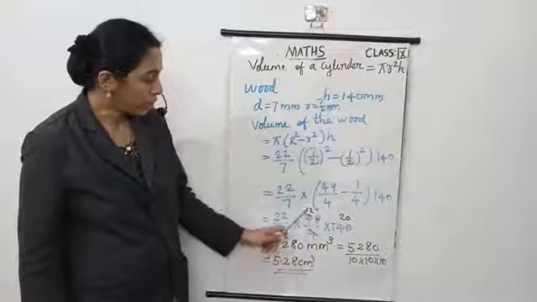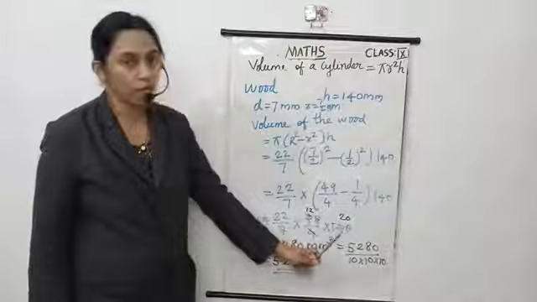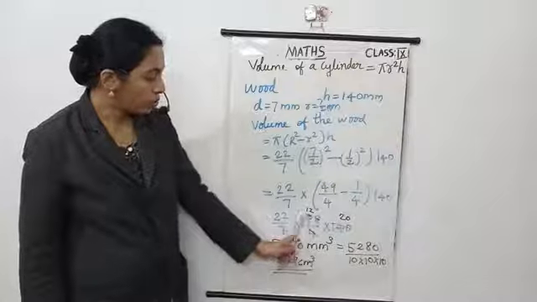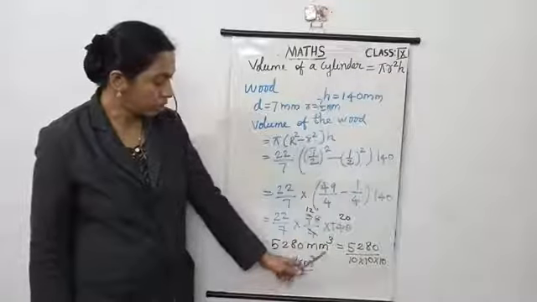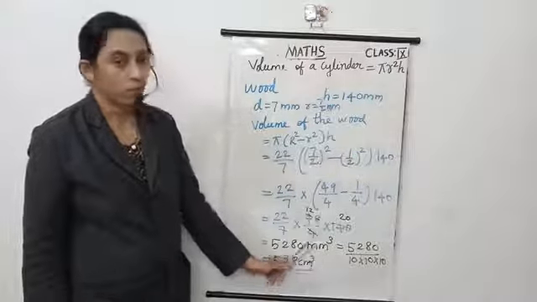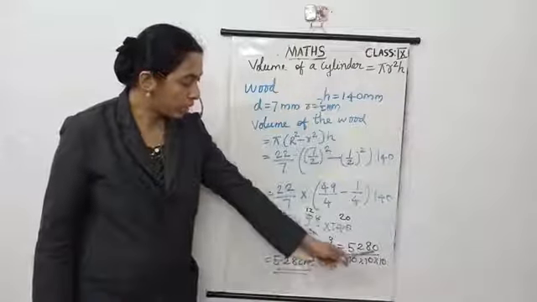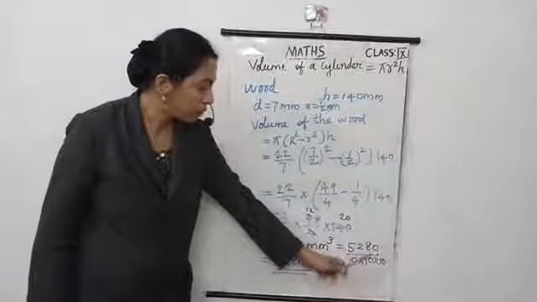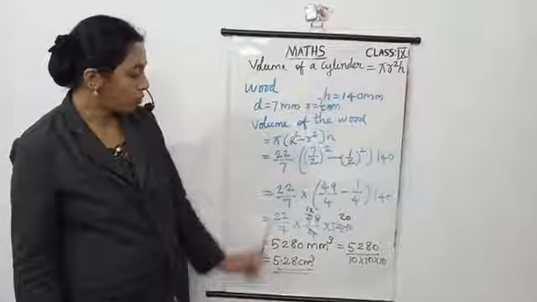Now we can cancel 48 by 4, here we get 12. Here 7 and 140, 20 into 7 we get 140. And multiply 22 into 12 into 20, we get 5280 millimeter cube. This also we need to convert into centimeter cube. So 1 centimeter equals 10 millimeter, so divide 5280 by 10 into 10 into 10. Then cancel this 0 and 0. Then 5.28 centimeter cube is the volume of this wood.